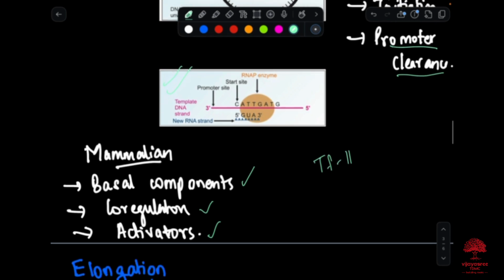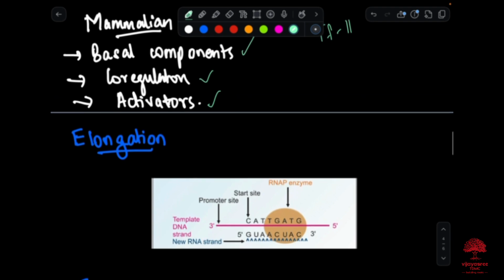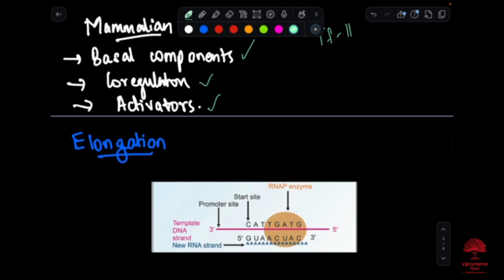Now moving on to the next step, which is elongation. In the process of elongation, this RNA polymerase will move along the DNA template, as you can see, and new nucleotides are being formed according to the base pairing rule. The new strand formed will be complementary to the template strand. So for C here, it is G being formed. For cytosine, guanine is formed complementary to it. So it's the same sequence as read from the 5' to 3' direction of the DNA strand.